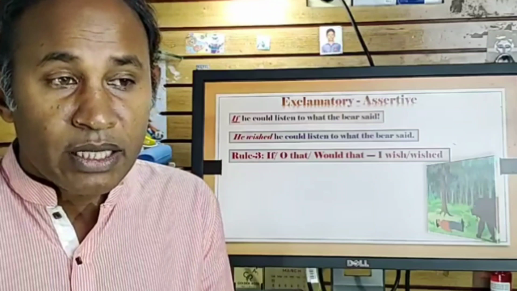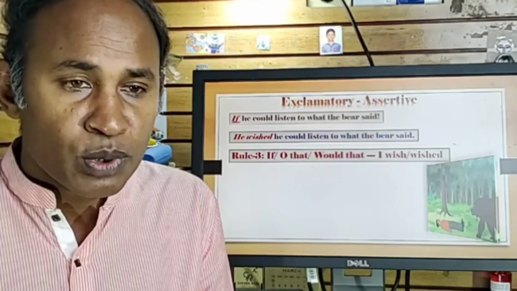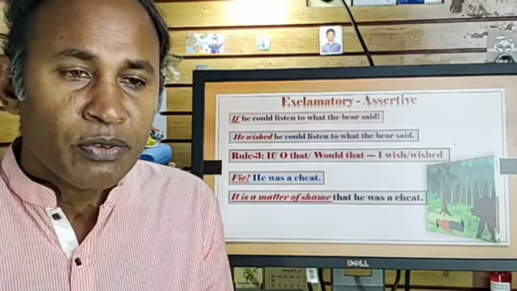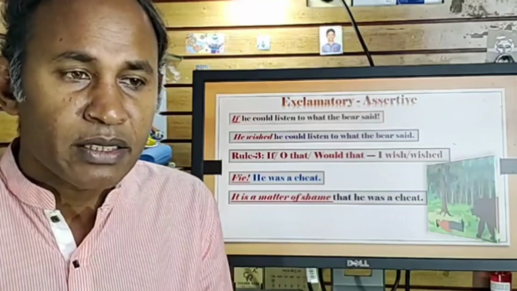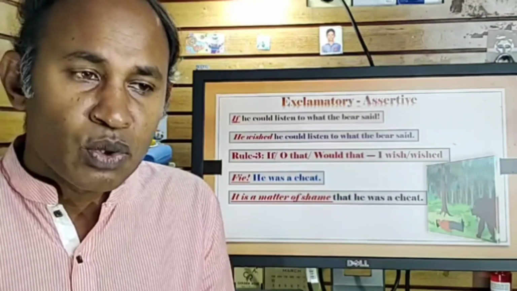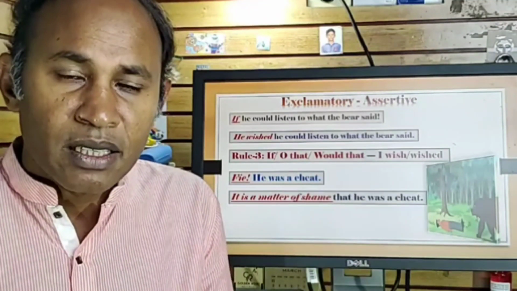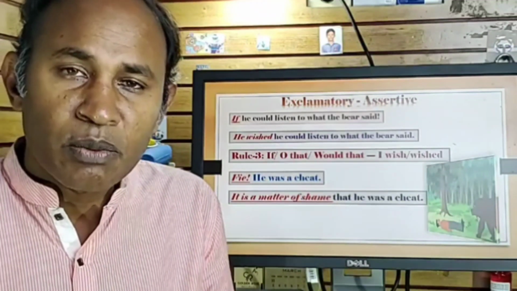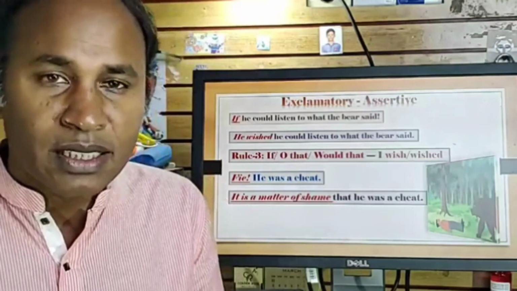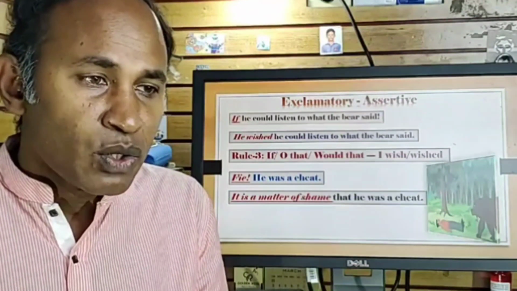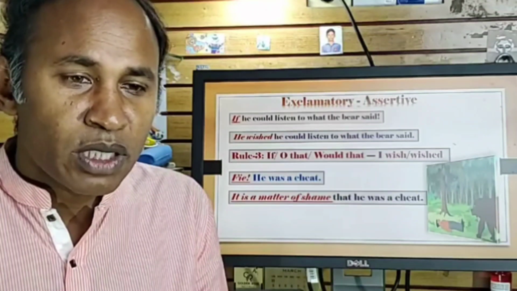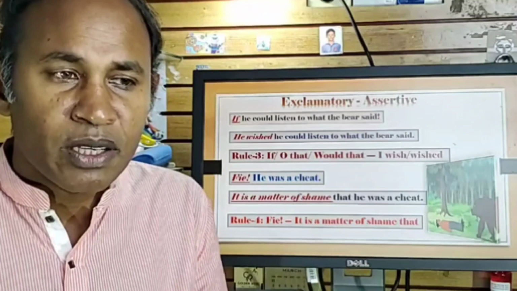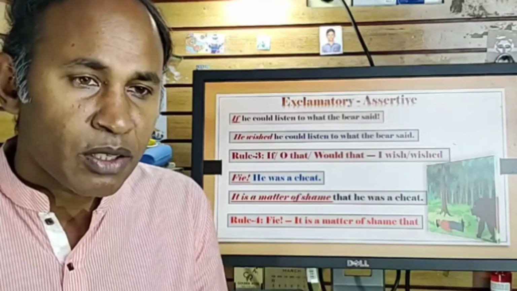That means if oh that অথবা would that থাকলে I wish অথবা wished বসবে। And then fie থাকলে it is a matter of shame বসবে, it is a matter of shame that he was a cheat. Be careful about the use of cheat. Sometimes we say cheater, but there is no word like cheater. Don't say cheater. If someone cheats you, then you have to say he is a cheat, not he is a cheater, okay? So it is a matter of shame that he was a cheat, and the rule is that if there is fie, it is a matter of shame that হবে কি হবে, it is a matter of shame that.